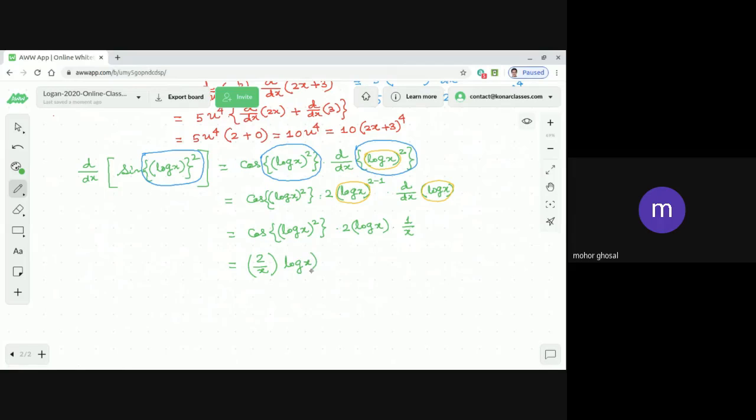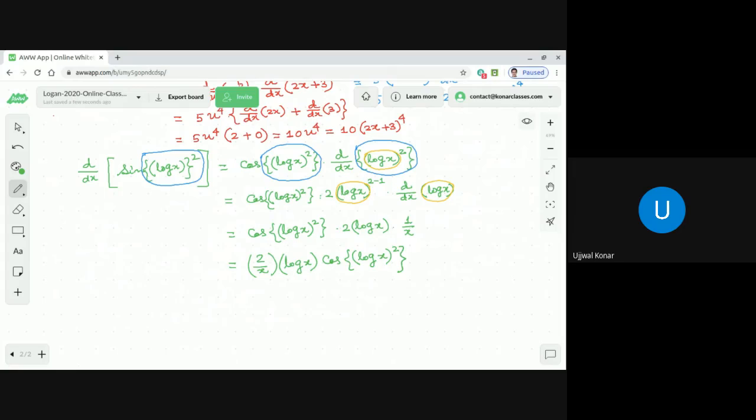Into cos of log x power 2, correct or not? So apparently this looks difficult, but it is not. So what is the tactic? The tactic is that first, what you do not know, the big thing, you actually encircle.